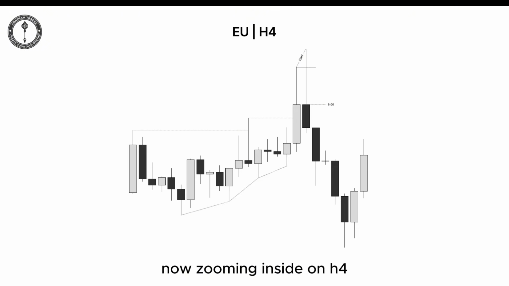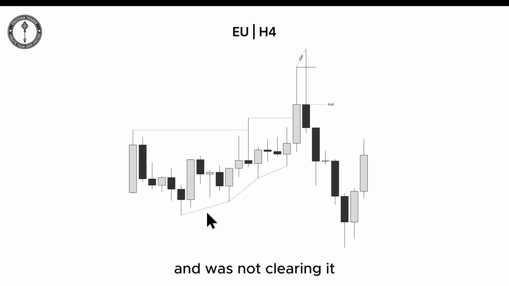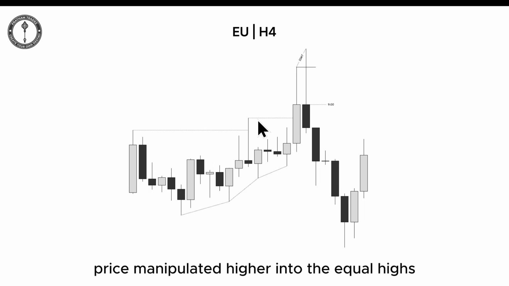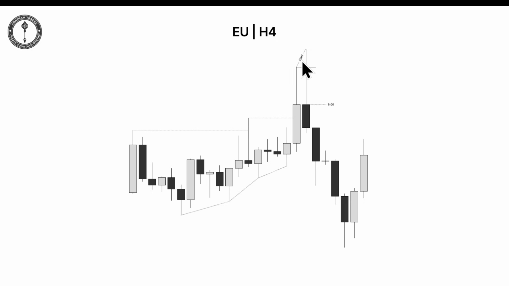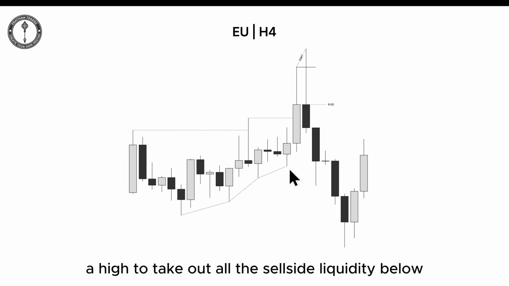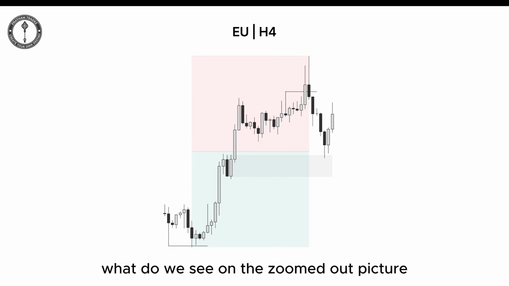Now zooming inside on H4, we see that EURUSD was creating sell side liquidity below and was not clearing it before taking out the buy side liquidity. Price manipulated higher into the equal highs, formed a reversal signature, which is a sequential SMT right here, and creating a high to take out all the sell side liquidity below. Now, digging deeper into this, what do we see on the zoomed out picture?